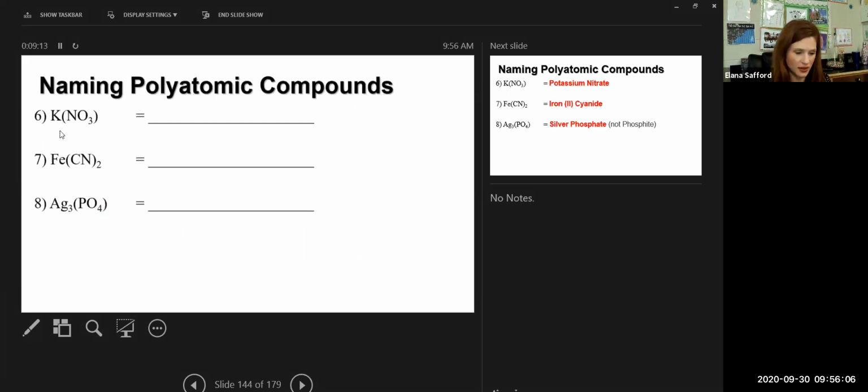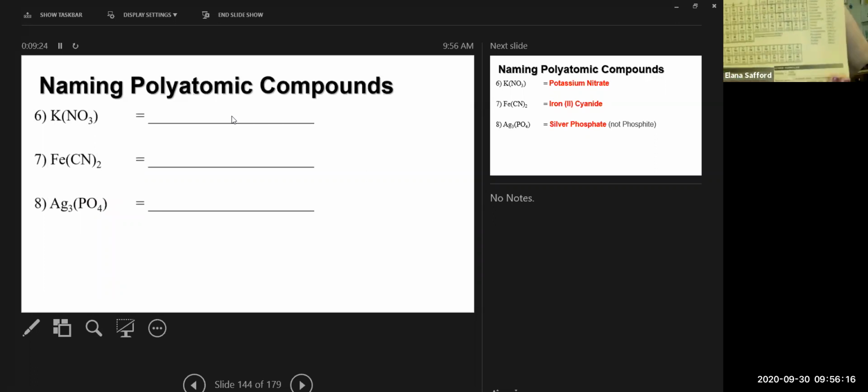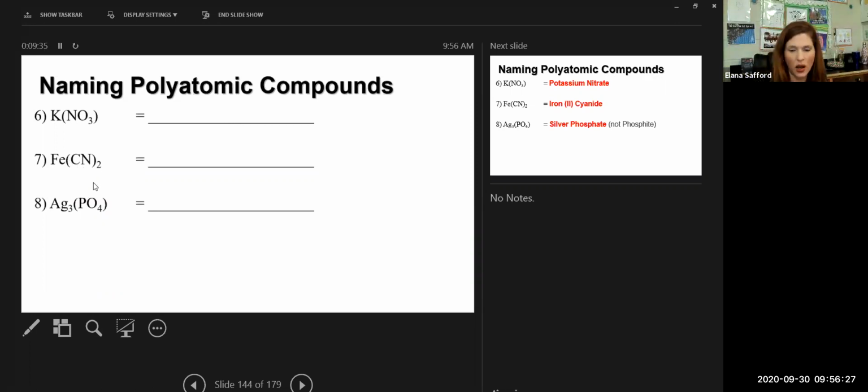So K, I see this K. So that's a metal. You name the metal first. That is potassium nitrate. Once again, use your list. Just copy it exactly like you see it. These are not hard to name. They're actually much easier than I think the other ones because it gives you the list and you don't have to memorize them. Okay.